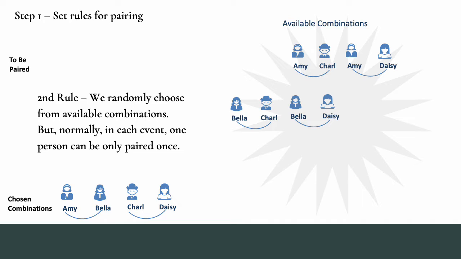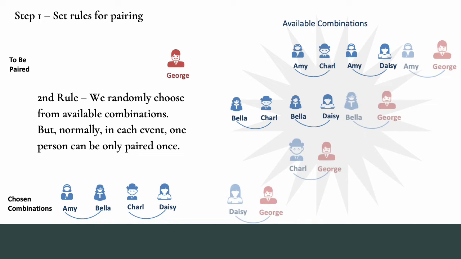Pretty easy, isn't it? But what if we have 5 instead of 4 people to be paired? Let's say we now have George and he is the person left. The very first thing we need to do is to add more groups with George in our list of available combinations. As you can see, we have 4 more groups now.